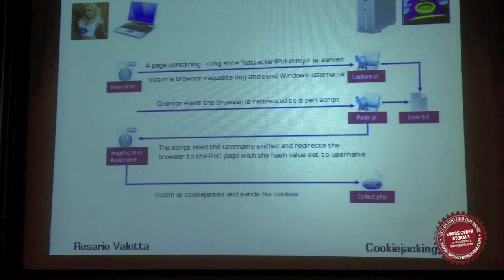This page has a static part in the URL and a dynamic part. The dynamic part is the hash part of the URL. And the hash part of the URL contains the username. So what the victims get is a custom proof of concept page in which their username is contained in the hash part of the URL. Okay? So the victim can be cookie-jacked and send the cookie to the attacker.